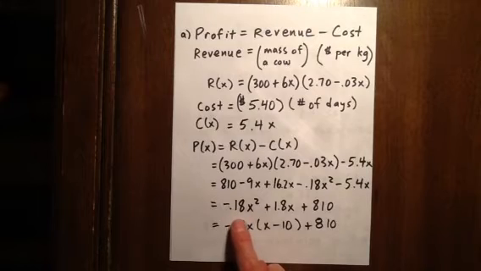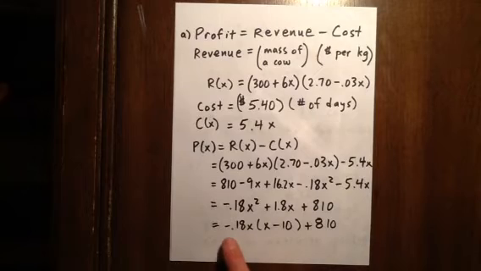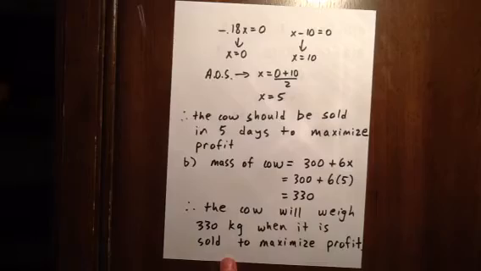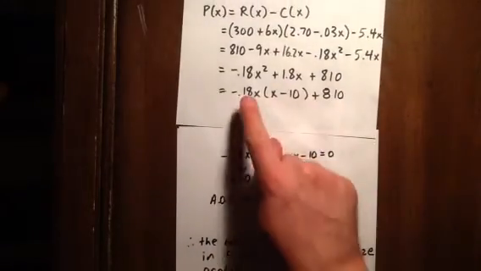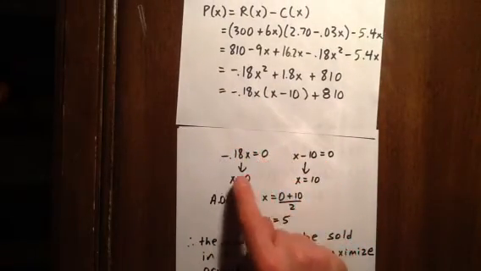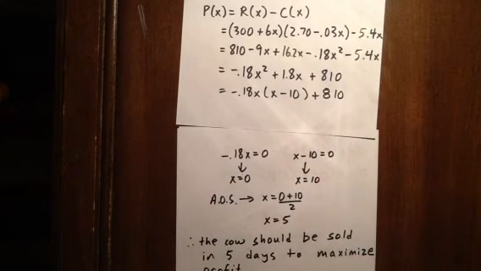Factor out negative 0.18x from the first two terms. So factoring that out, we get x minus 10 as our second factor. Negative 0.18x times x minus 10 plus 810. Well, we can now see where our vertex is going to be. We're going to use partial factoring. We're going to let this first factor equal 0, and we get x equals 0. And then we're going to let the second one equal 0, and we're going to get x equals 10.